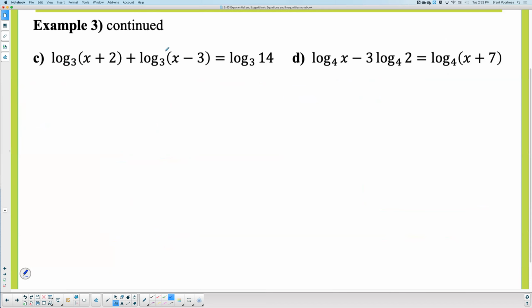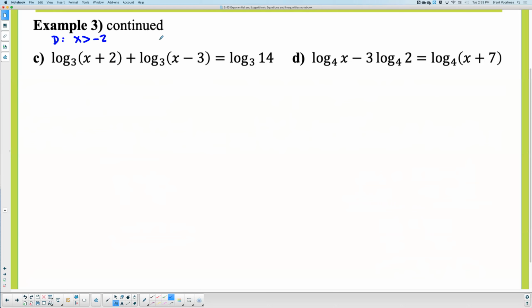If you wanted to note the domain here at the start, remember this has to be greater than 0. If x plus 2 has to be greater than 0, x itself has to be greater than what number? We cannot have an answer smaller than -2. Does that make sense? Check the second log.